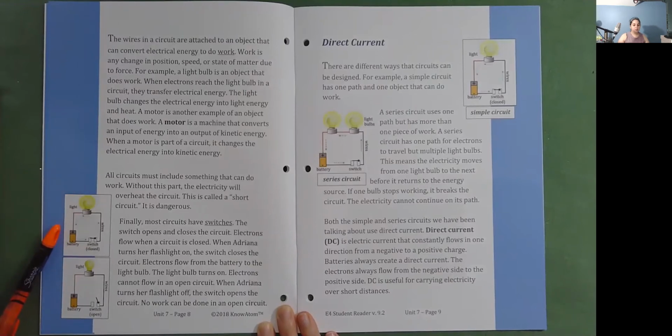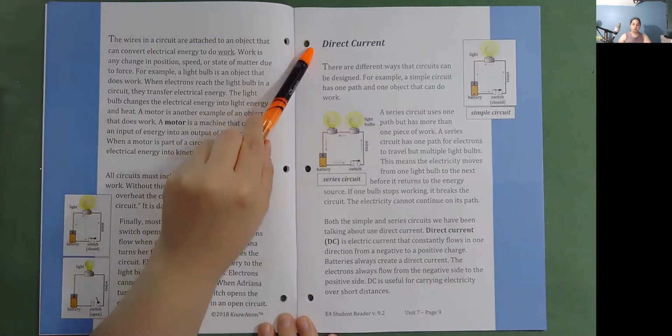The switch opens and closes the circuit. Electrons flow when a circuit is closed. When Adriana turns her flashlight on, the switch closes the circuit. Electrons flow from the battery to the light bulb. The light bulb turns on. Electrons cannot flow in an open circuit. When Adriana turns her flashlight off, the switch opens the circuit. No work can be done in an open circuit.